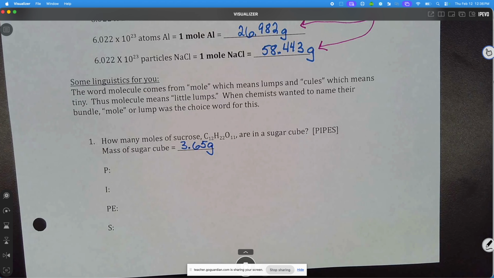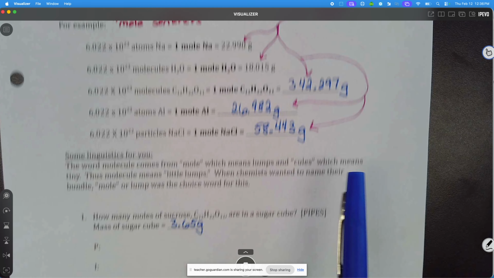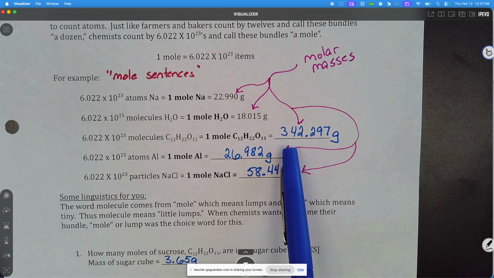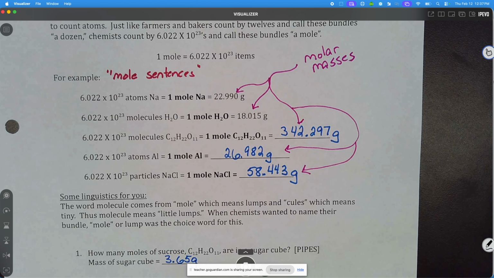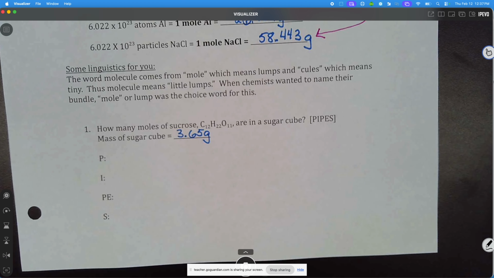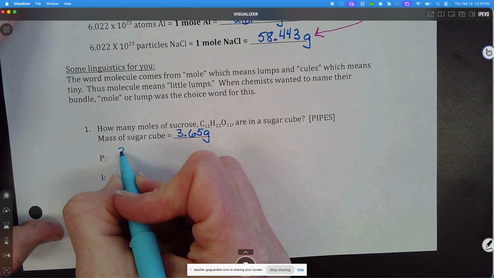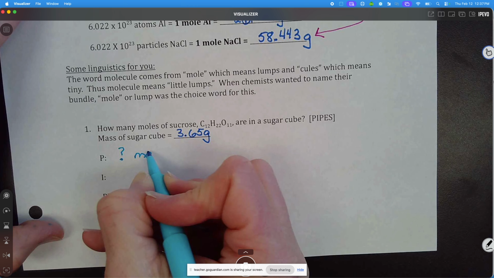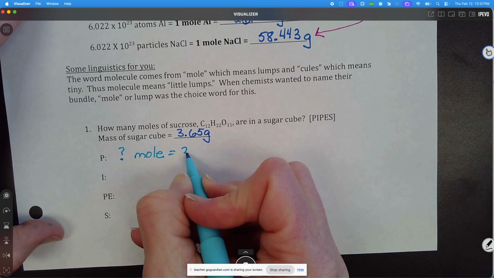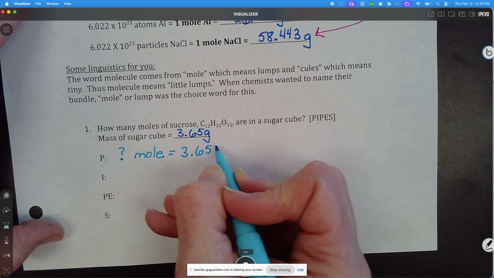Does my sugar cube contain a mole of sugar? No, because a mole of sugar would weigh 342 grams. That would be more like a brick of sugar rather than a cube of sugar. So we need to calculate what portion of a mole we actually have here in our sugar cube. How many moles in 3.65 grams?